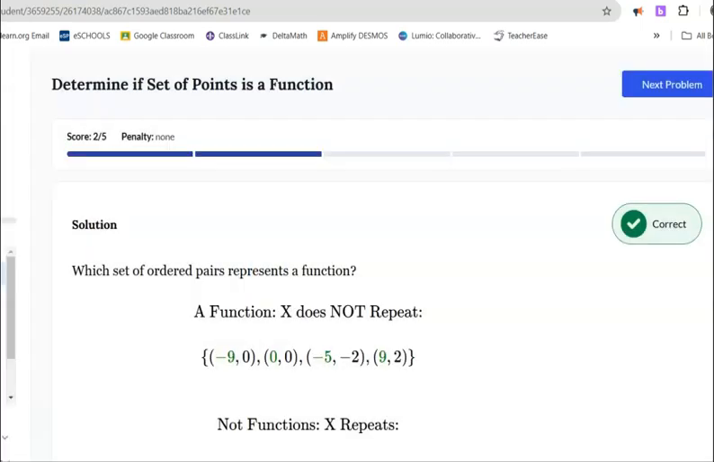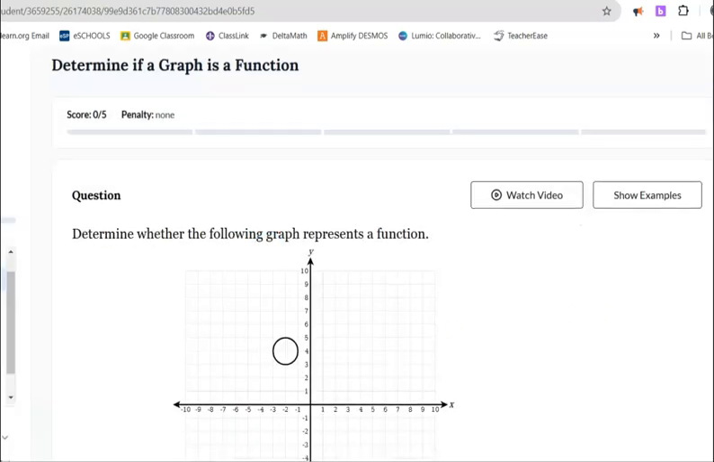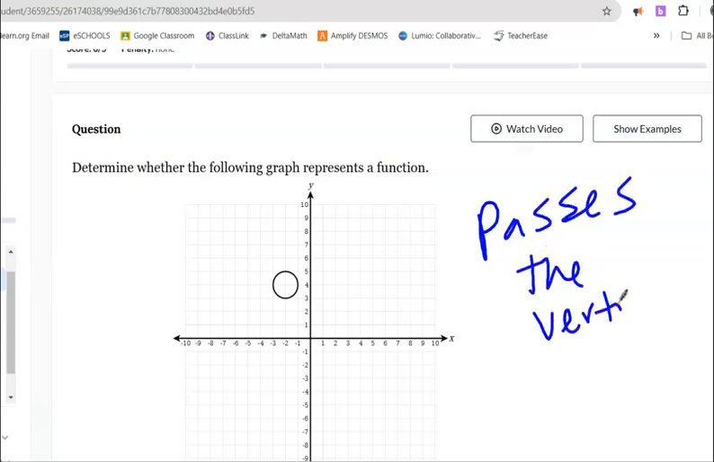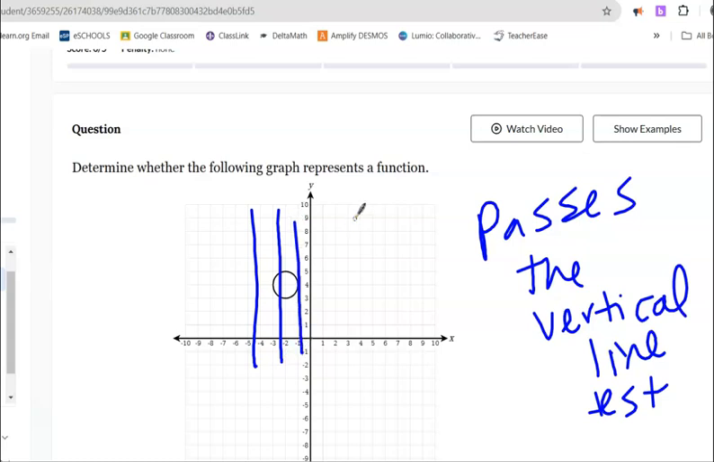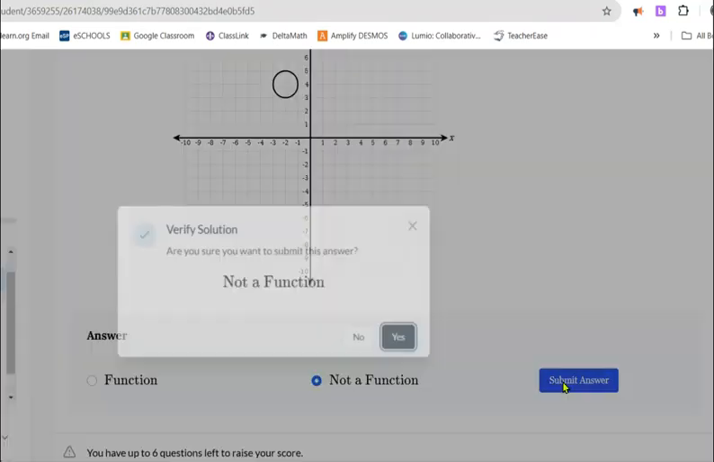Next topic. Determine if a graph is a function. A graph is a function if it passes the vertical line test. That means whenever I draw vertical lines through the graph, I never have a repeating value. If I have a repeating x value, then it fails the vertical line test. So this graph here fails. It's not a function.